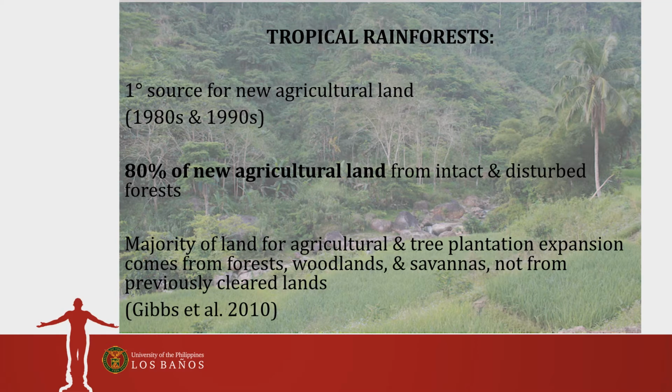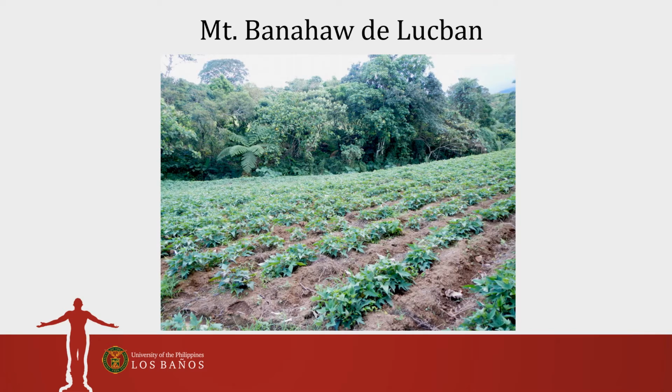Moreover, the majority of land for agriculture and tree plantation expansion comes from forests, woodlands, and savannas, and not from previously cleared areas. This is in Mount Banahaw de Lucban, showing kamote plantation at the periphery of the Mount Banahaw de Lucban protected landscape. This agricultural encroachment is common practice even in protected areas.